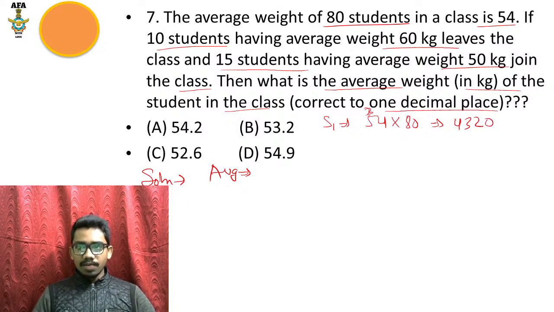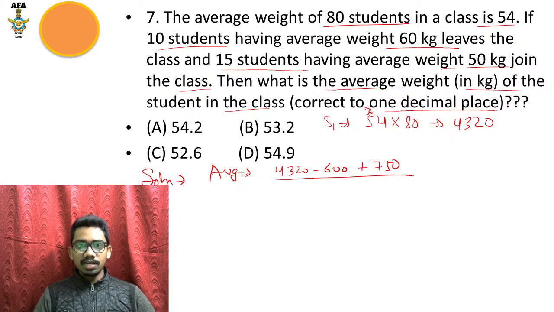If 10 students having average weight 60 kg leave the class, that means minus 600. So 4320 minus 600, and 15 students having average weight 50 kg join the class, that means plus 750. So 10 students are leaving and 15 students are joining, so 5 students extra. So 85. This will be divided by 85.